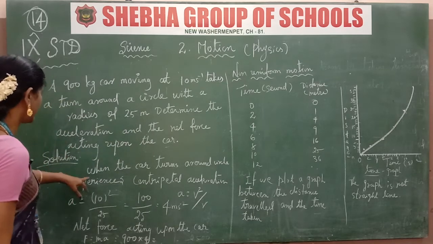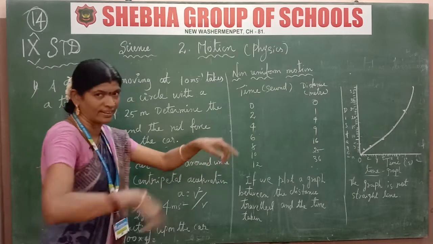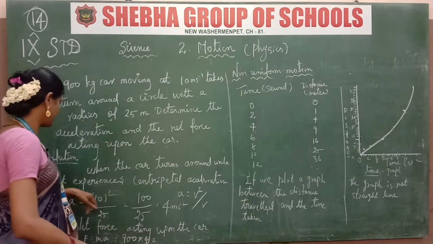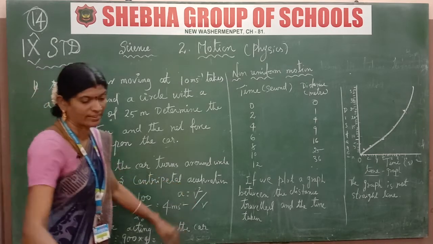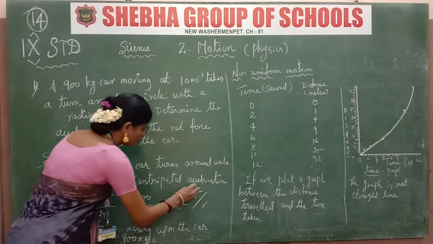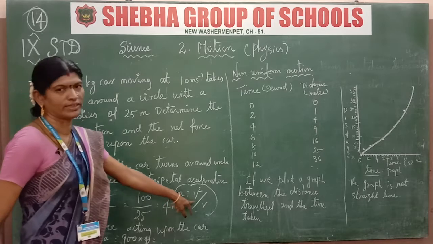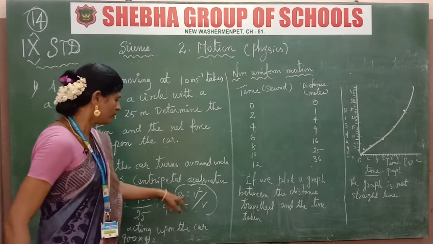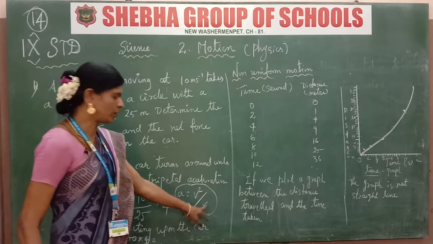Listen, first, when the car turns around the circle, the car experiences centripetal acceleration. That is the formula for centripetal acceleration: a equal to v squared by r. Okay, a equal to v squared by r.